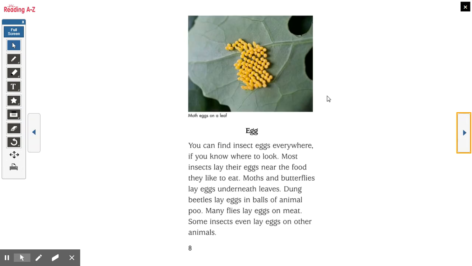Here we have a photograph, and the caption reads moth eggs on a leaf. Egg. You can find insect eggs everywhere. If you know where to look, most insects lay their eggs near the food they like to eat. Moths and butterflies lay eggs underneath leaves. Dung beetles lay eggs in balls of animal poo. Many flies lay eggs on meat. Some insects even lay eggs on other animals.